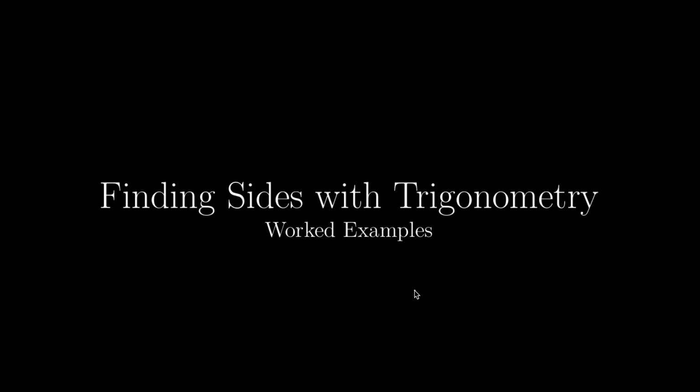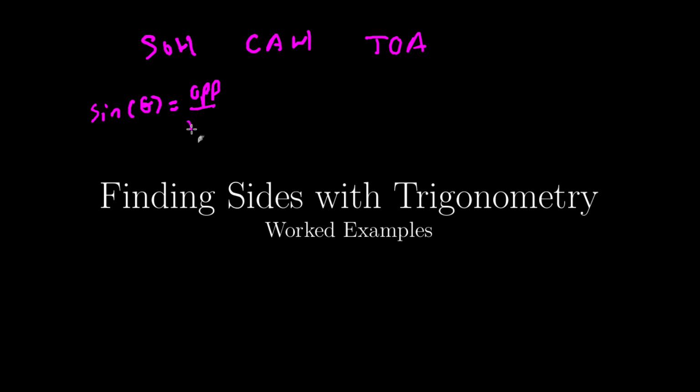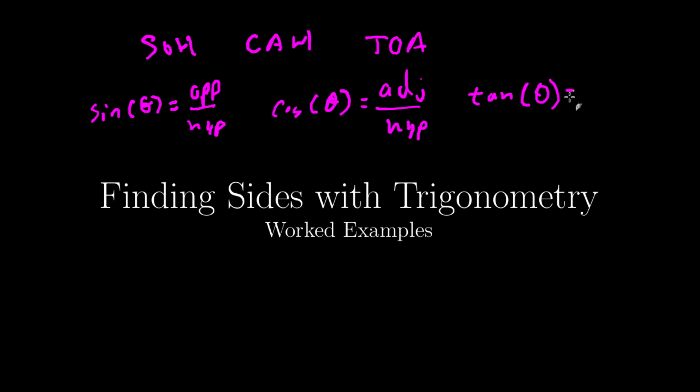In this video, we're just going to work out 6 example problems finding sides with right triangle trigonometry. As a reminder, we're going to be referring to SOHCAHTOA. Sine is opposite over hypotenuse. I guess I'll write that out. Sine of an angle is opposite over hypotenuse. Cosine of an angle is the adjacent over hypotenuse, and the tangent of an angle is the opposite over the adjacent.